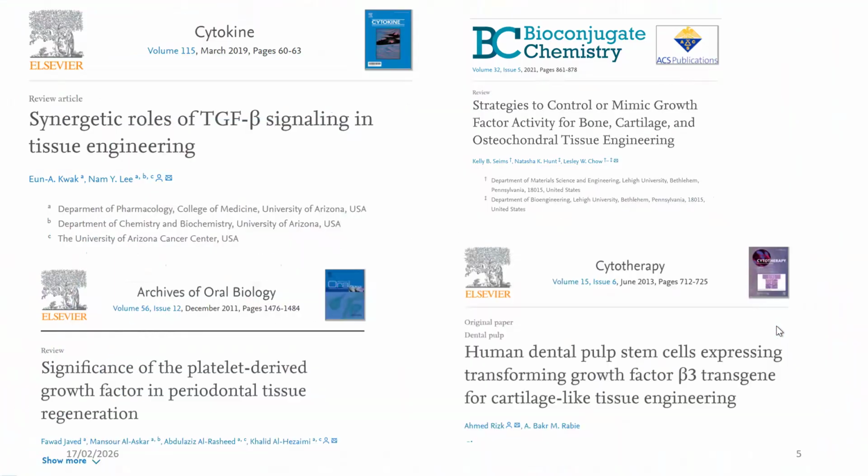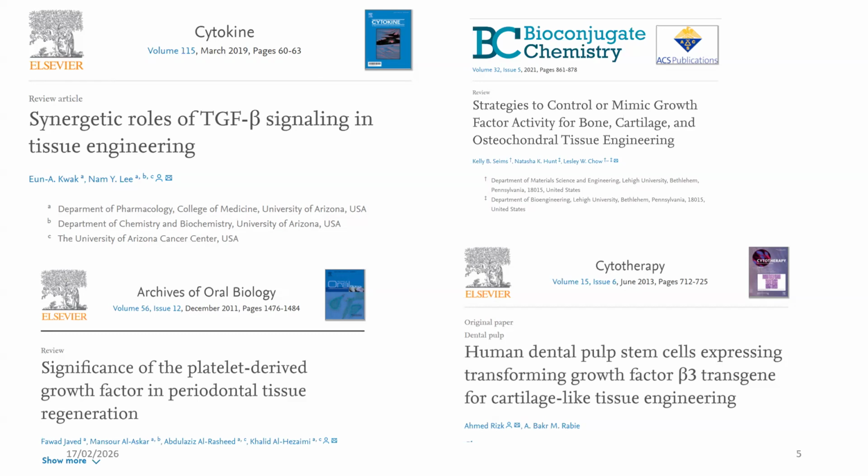It is a little insight of what growth factor research can look like. Some papers that I have put up here. One of them is synergistic roles of TGF beta signaling in tissue engineering. It was published in 2019 in the Journal of Cytokine by Quack et al. So you can see it has a significant role.